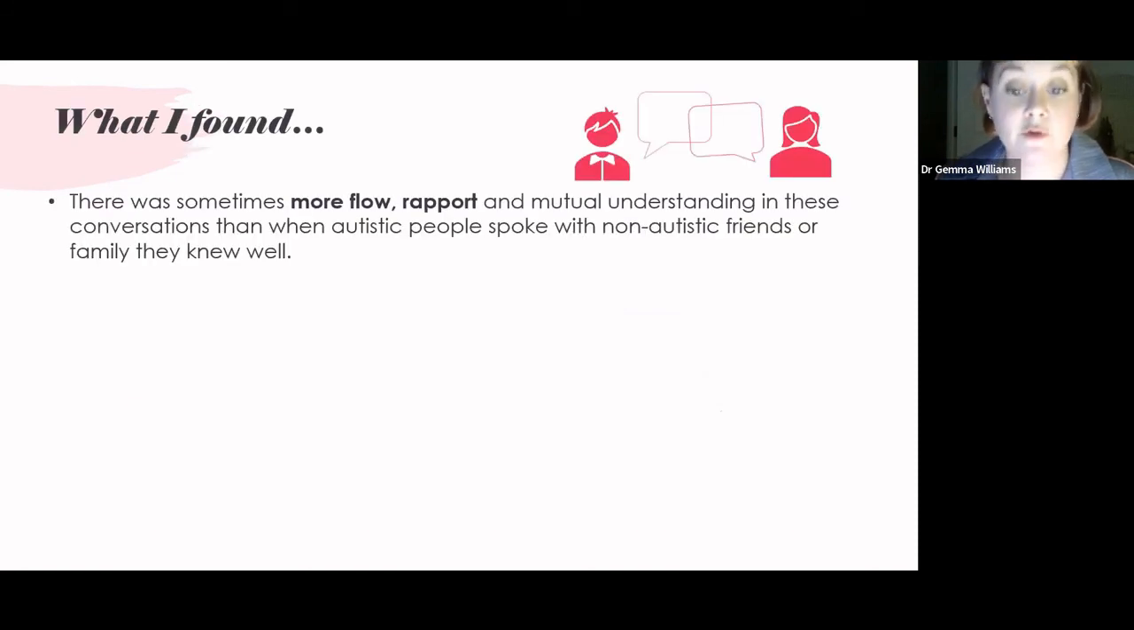There was also sometimes more flow, more rapport and mutual understanding in these conversations than when those autistic people spoke with their non-autistic friends or family members that they knew well. And this isn't to say that the relationships or friendships weren't good with the people they brought along. It's just that in conversational terms, the conversation was more fluid and bounced back and forth more quickly, and there weren't so many gaps and awkward pauses.